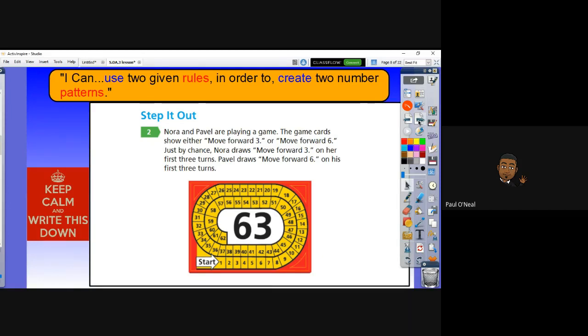And just like in Monopoly, you start at go, and then however you decide to play, you work yourself around the board and purchase property, or you rent property, whatever it may be. So there, of course, are rules. The game that Nora and Pavel are playing is a card game, and Nora draws a card that says move forward 3. That would mean move forward 3 spaces from start. And Pavel draws a move forward 6 for his first 3 turns, of course, starting at start.